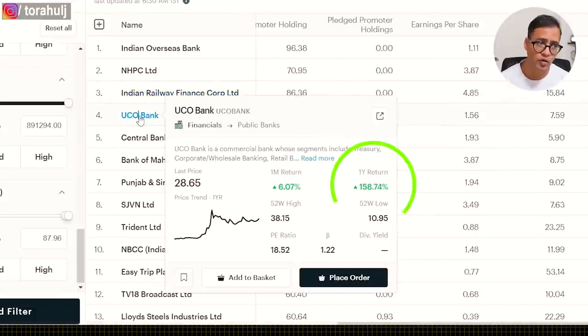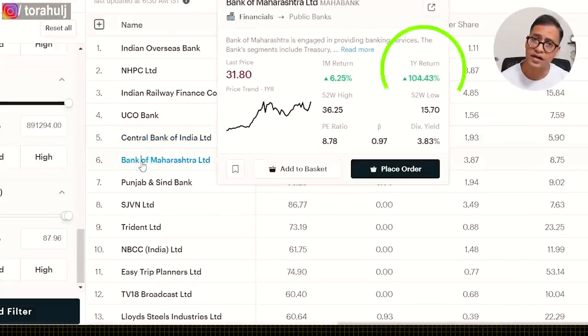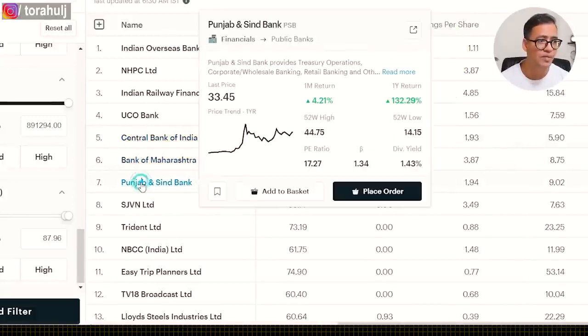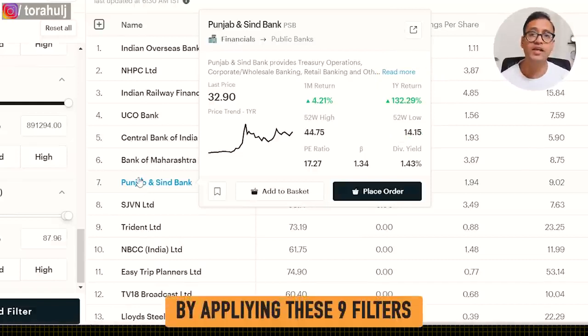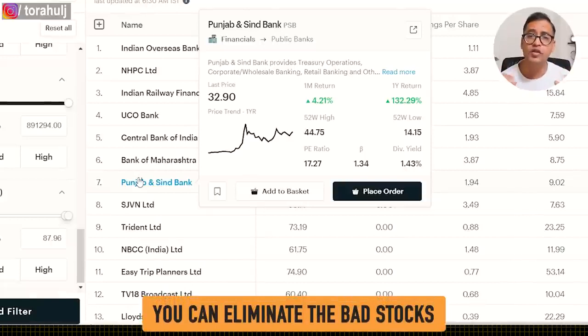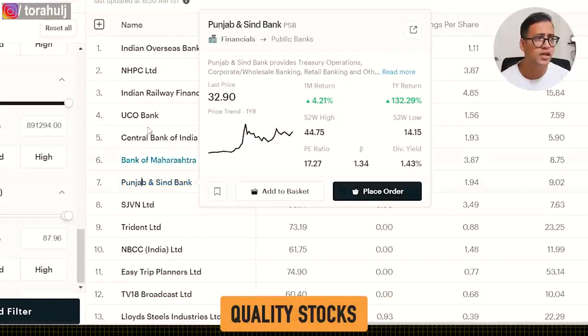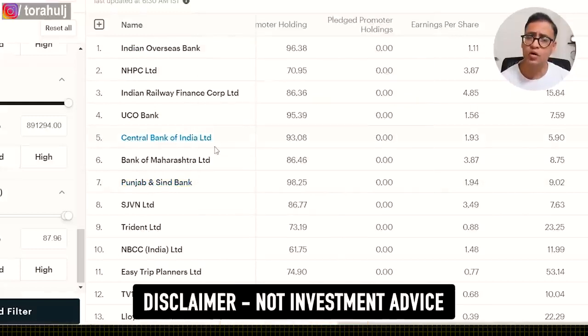UCO Bank, again, growing 158% returns in the last 1 year. Central Bank of India, 74%. Bank of Maharashtra, 104% return in the last 1 year. Punjab and Sindh Bank, 132%. I hope you get the idea. By applying these 9 filters itself, you're going to weed out the bad stocks and shortlist relatively quality stocks. Does this mean that we should go ahead and invest in these stocks?